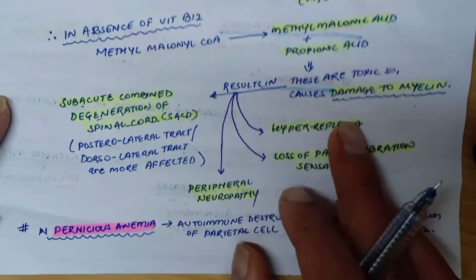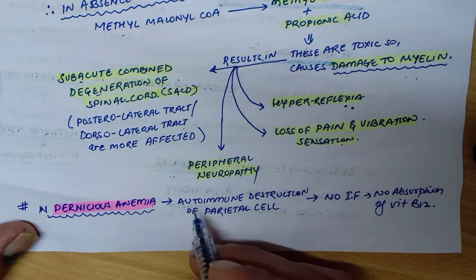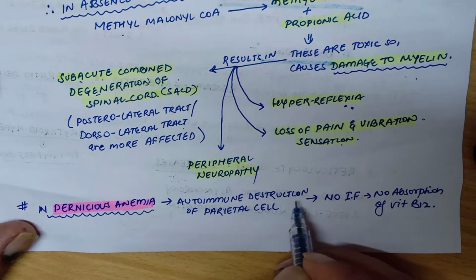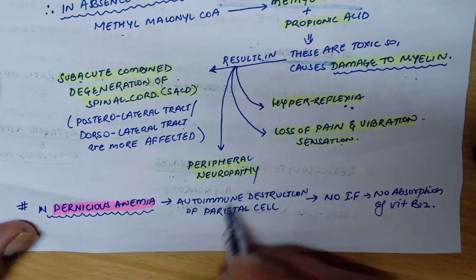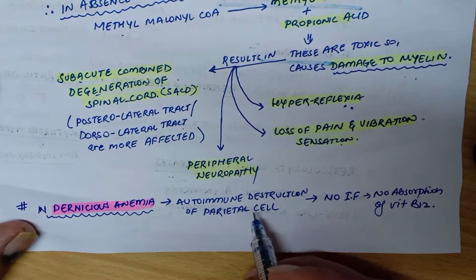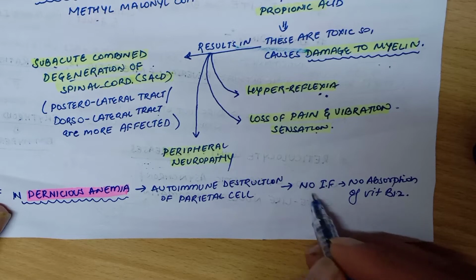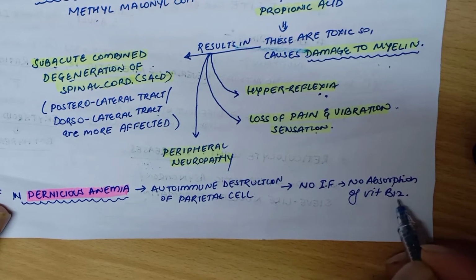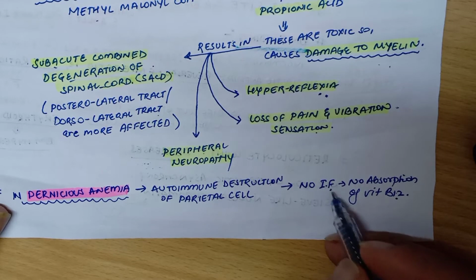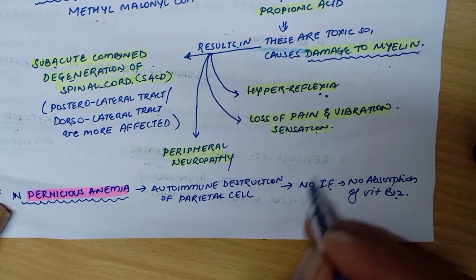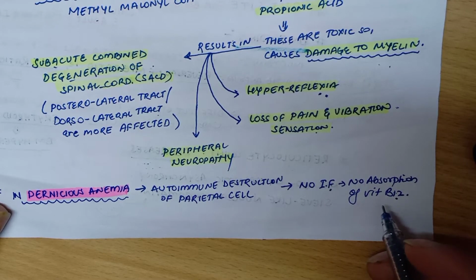Pernicious anemia can also lead to vitamin B12 deficiency. Pernicious anemia is autoimmune destruction of parietal cells. So there are autoantibodies to parietal cells which will cause destruction of parietal cells. So there will be no intrinsic factor, so no absorption of vitamin B12. For absorption of vitamin B12, intrinsic factor is a must. Without intrinsic factor, no vitamin B12 will be absorbed. This will result in vitamin B12 deficiency.